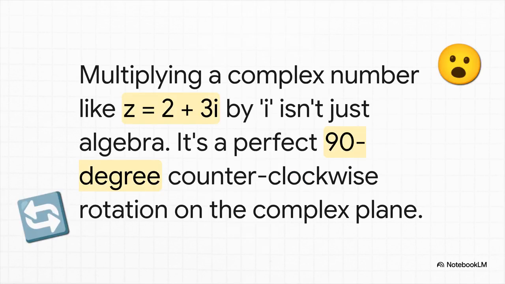Let's take a complex number, say z = 2 + 3i. Now let's just multiply it by i. The algebra spits out -3 + 2i. But here's the cool part. Look what happens when we plot these on the complex plane. It is a perfect 90-degree counterclockwise rotation. This right here, this is our first big clue. Multiplying complex numbers has something to do with turning.